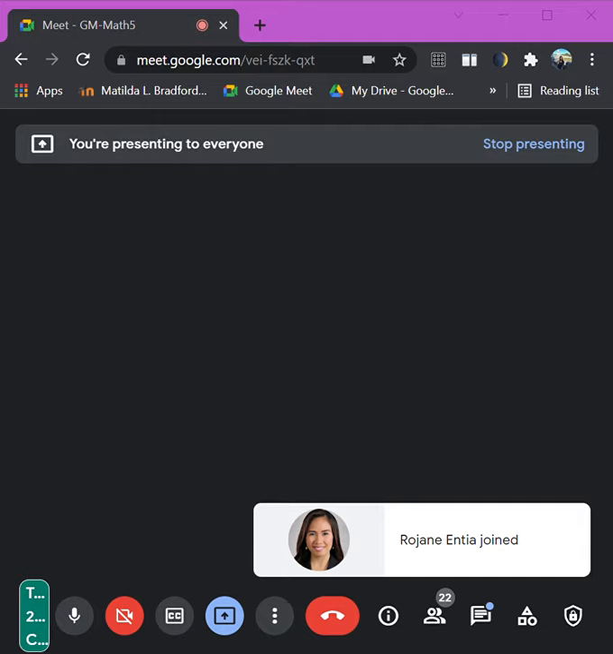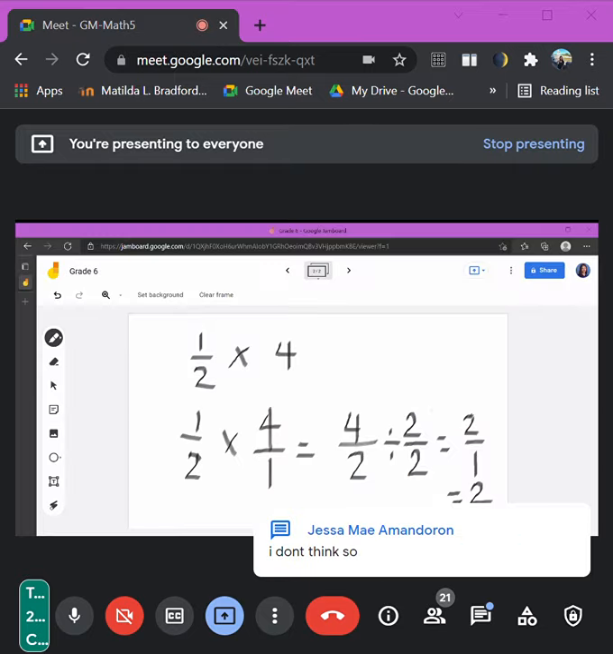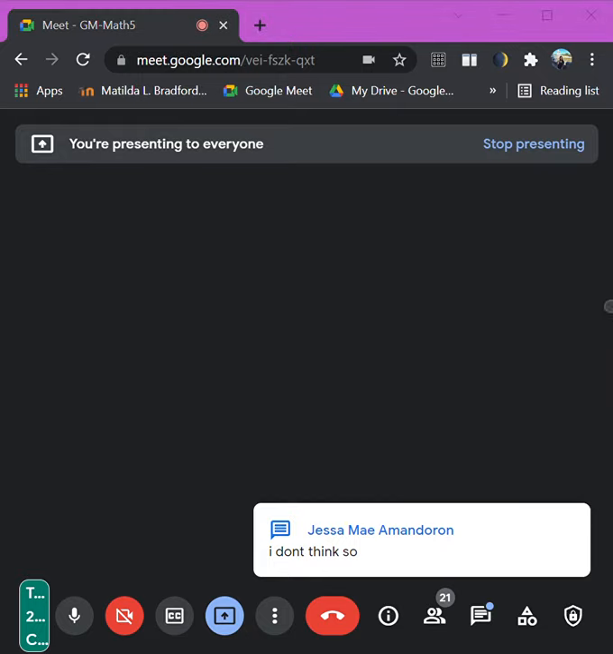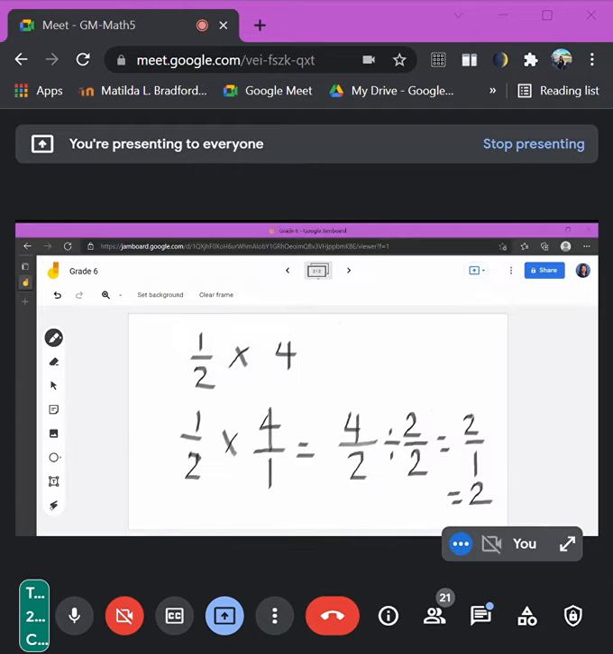Can we write that 1 as 2 lang? Yes or no? Can we write this 2 over 1 into equivalent to 2? Yes or no? Yes. The same sa itong gibuhat ganina, di ba? Ang 4, nahimo siyang 4 over 1. Ang kana po ni mong 2 over 1, mahimo po na siyang 2. Okay, so whole number na iyang answer, which is 2.